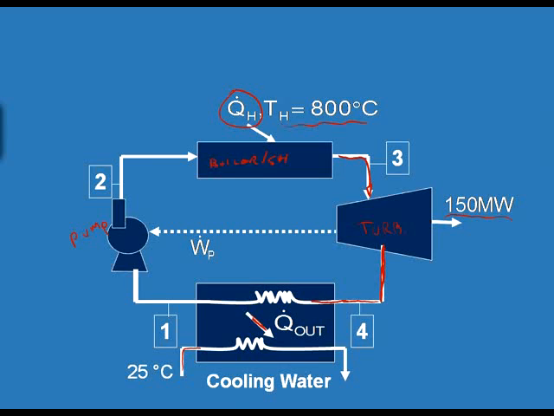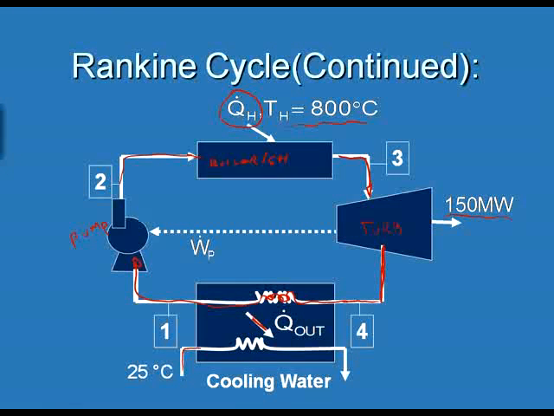And we'll condense the steam using river water or cooling water of some kind to produce liquid again and put it back into the pump, raise the pressure, and cycle on through. So there's the example we're going to use, 800 degrees C, our high temperature, for our example problem.